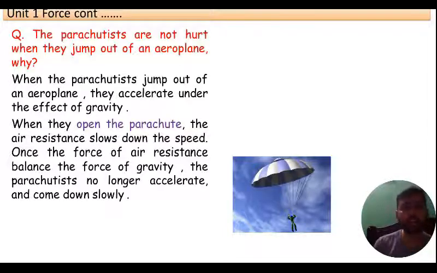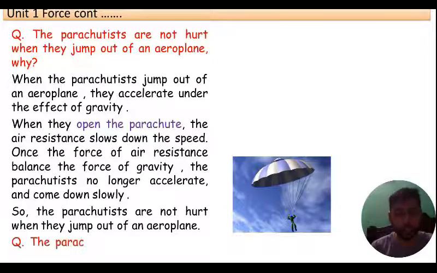Then afterwards, the parachutists are not hurt. So the parachutists are not hurt when they jump out of an aeroplane. This is a very important question that you need to remember.